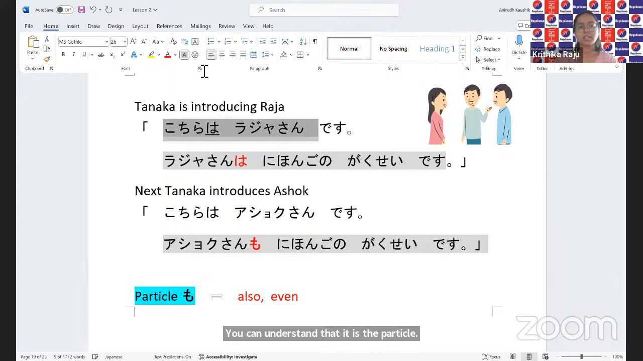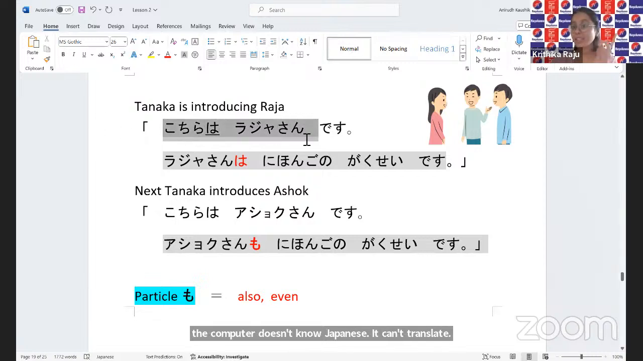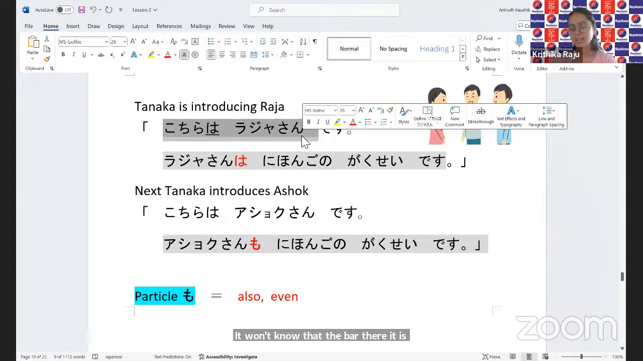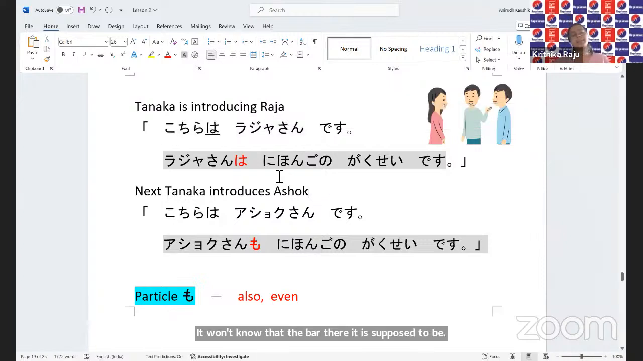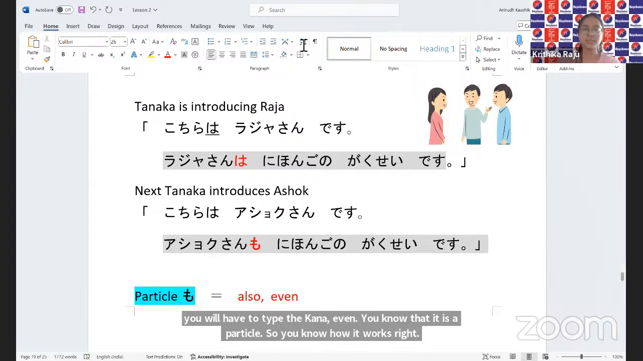But when you type it, you still have to type ha, right? Otherwise it won't convert. Yes, you have to type HA. So to type kochira wa, I will type KOCHIRAHA for the particle wa. Because the computer doesn't know Japanese. It can't translate. It won't know that the wa there is supposed to be the kana ha. So you will have to type the kana ha, even though you know that it is a particle. So you know how it works, right? There is no such word called kochiraha. It is always kochira wa.